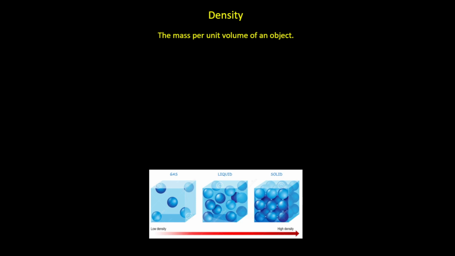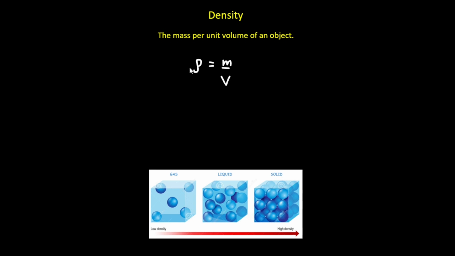Hello guys, welcome back, and in today's video we're going to be talking about density and pressure. So first of all, what is density? Density is a measure of how compact or how concentrated something is. The definition for density is the mass per unit volume of an object. The formula for density is given as rho equals mass divided by volume.